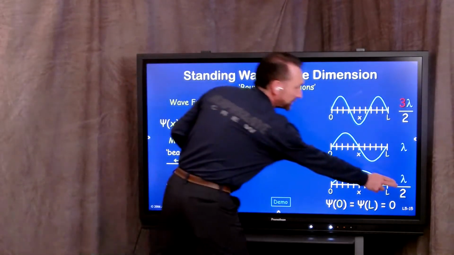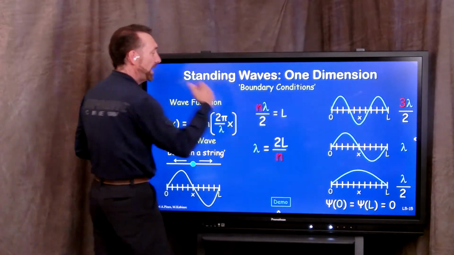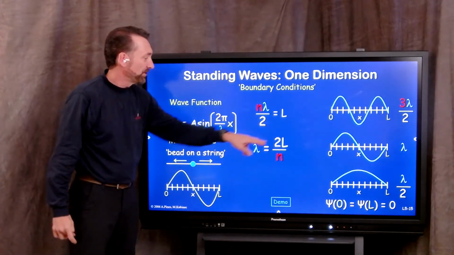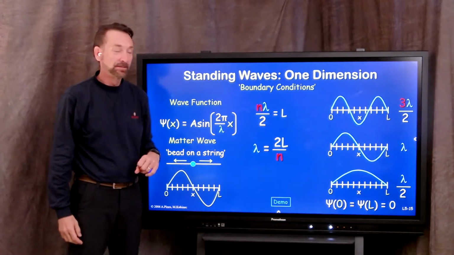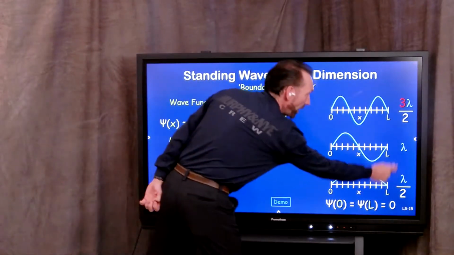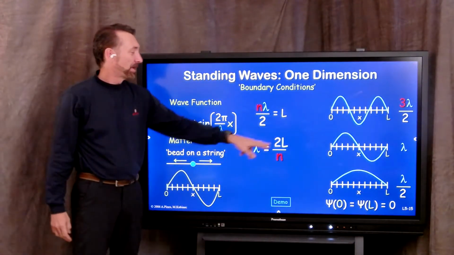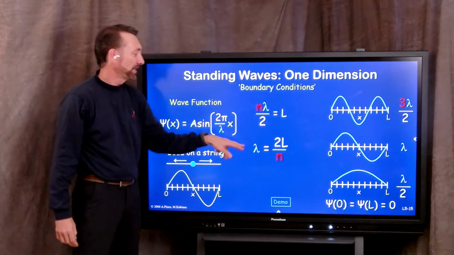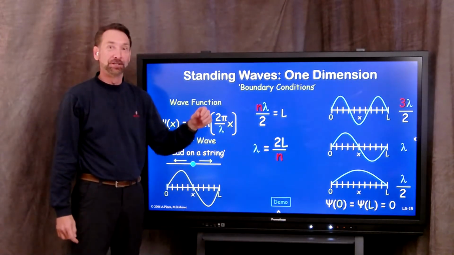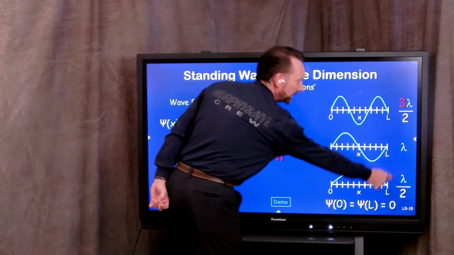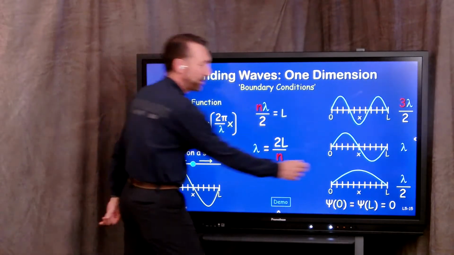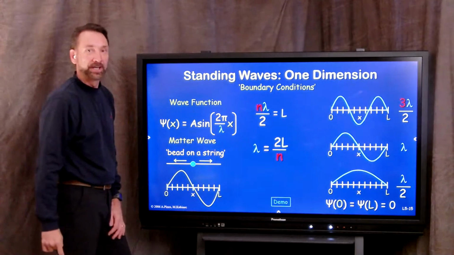But you can see, those are just half wavelength intervals. If I apply that to L, then I can get a relationship between the wavelength and the length of the box, or length of the string. And I can see this interesting property. Not one wavelength works, but all wavelengths that have this kind of relationship, 2L over n, where n is an integer. So here n is 1, n is 2, n is 3. Those are wavelengths that are working.